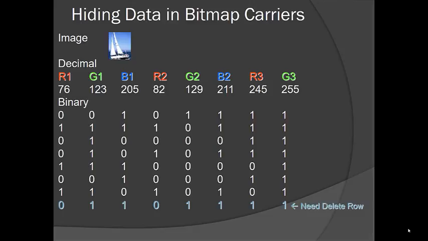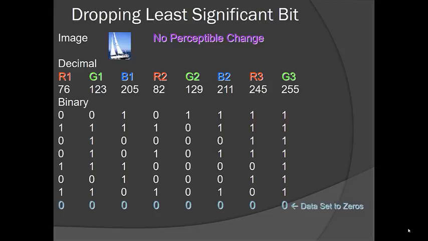Notice, look at the very bottom row. What we need to do is 0 that out. Sometimes we call that bit shaving. So we go ahead and bit shave that. No perceptible difference in the image. Notice everything's a 0 at the bottom now.